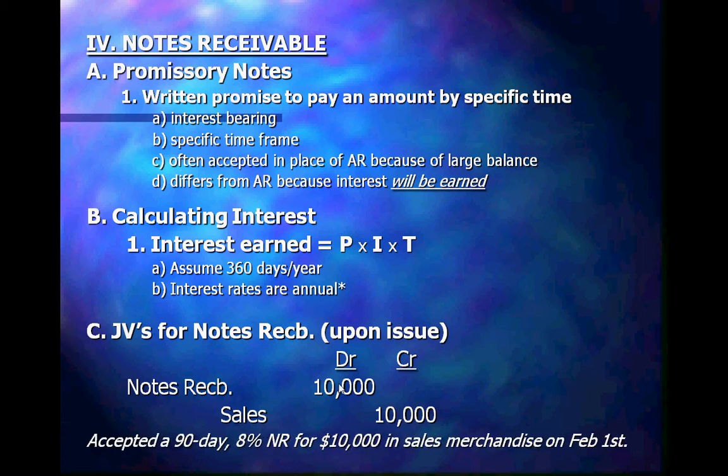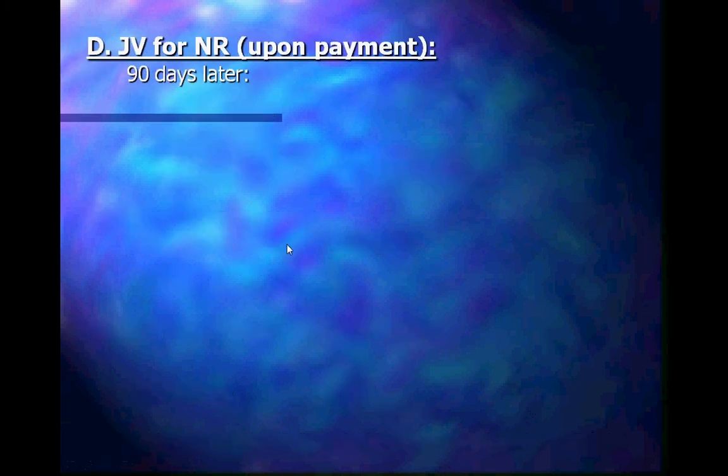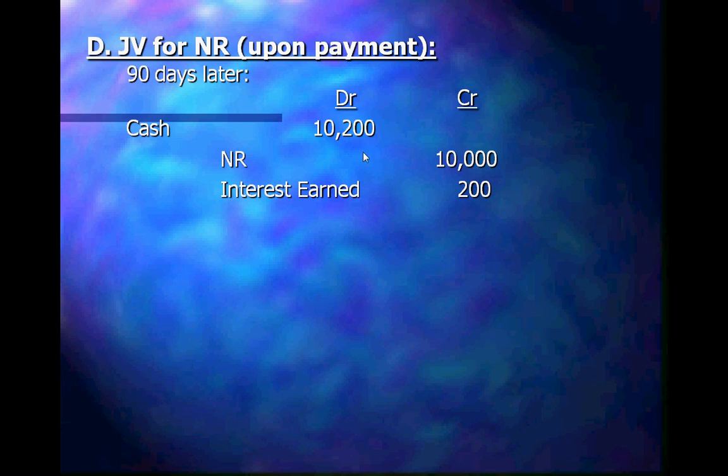Okay, notice here that this was a note in the journal entry saying we accepted a 90-day 8% note for $10,000 for sales merchandise on February 1st. All right, so I made $10,000 in sales. Instead of an account receivable, we took out a note receivable. Okay, what does this look like? When you pay it 90 days later, you earn some cash plus the interest. You pay down the receivable, and how did we get that interest earned? It's $200. Well, that came from, here, I'll go back.